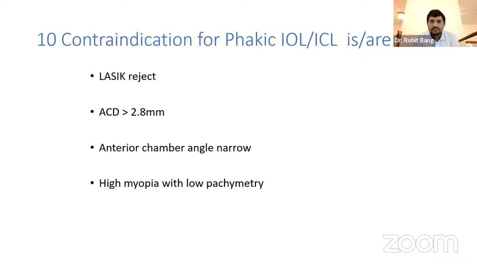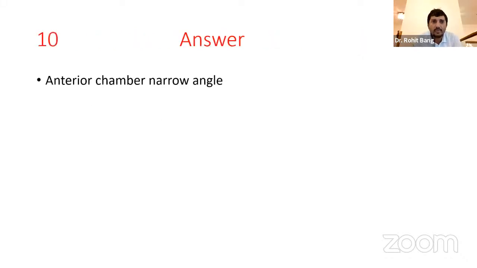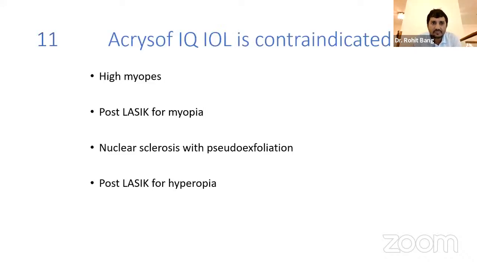Obviously, we all know phakic IOL is very well practiced in a case of LASIK reject. So out of these three, which would be a contraindication for an ICL or phakic IOL, the newer phakic IOLs from Appasamy as well as Biotech? So the answer would be anterior chamber angle narrow. We won't be going ahead with an ICL because we need a deep anterior chamber.